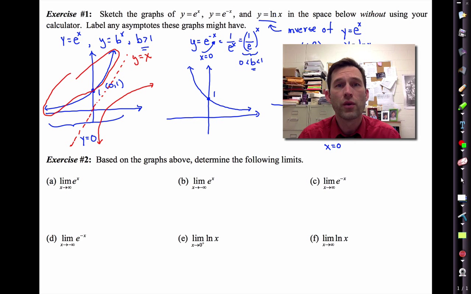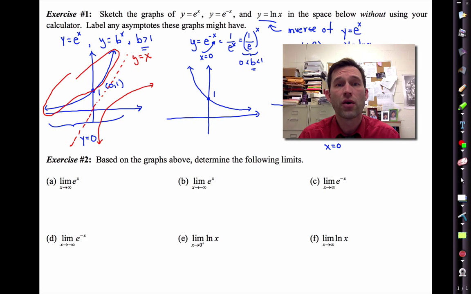So what I'd like you to do is pause the video right now, especially if you've had exposure to limits. If you haven't, this is going to be a little bit tough, obviously. But I'd like you to pause the video now and think about these limits in the context of the graphs that you have above. Okay?